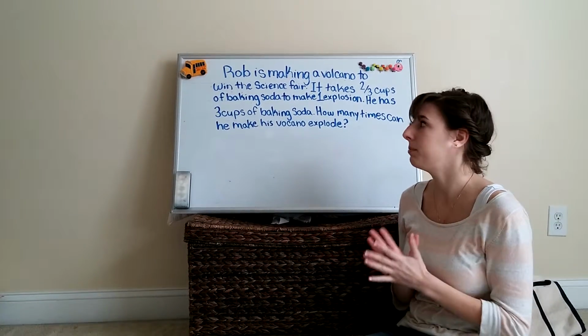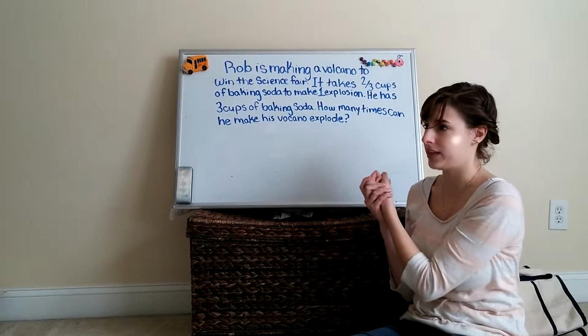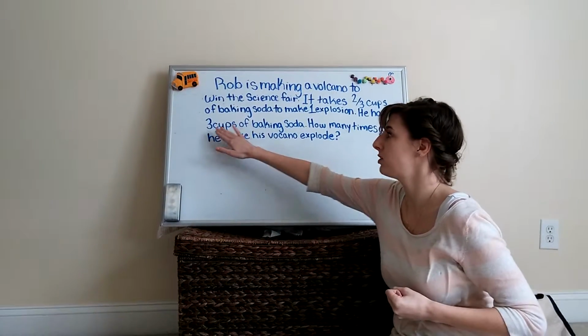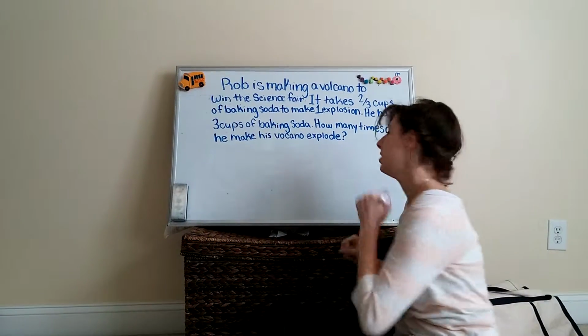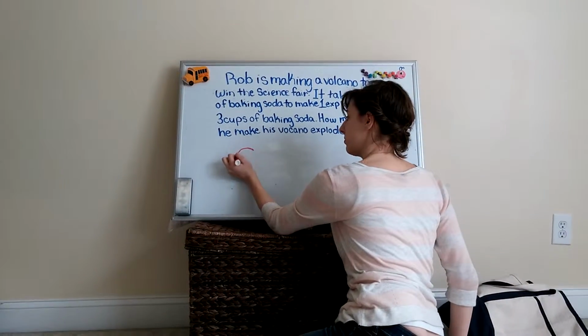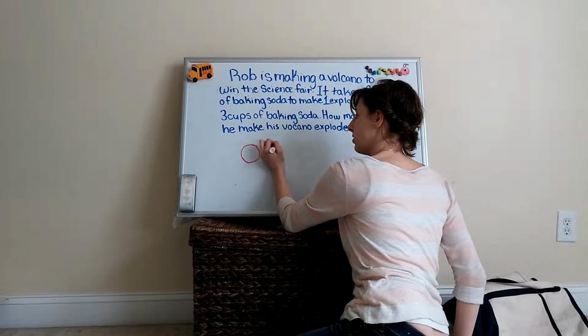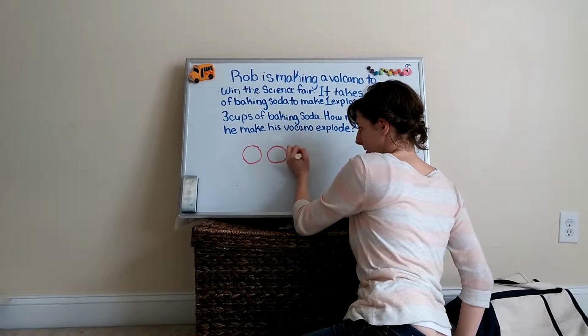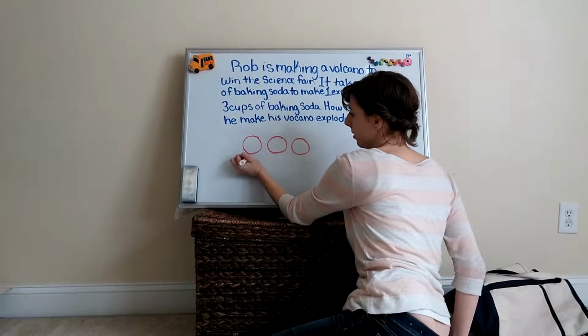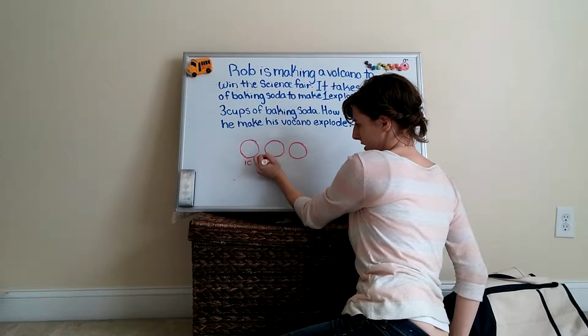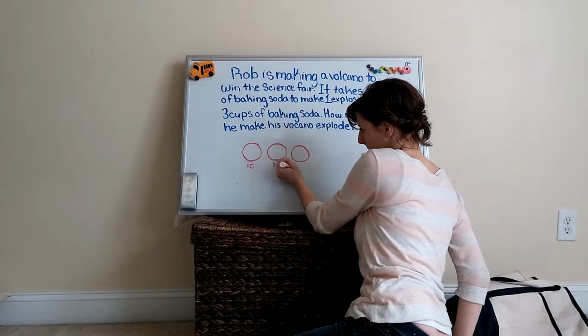To start this problem, I'm going to think about the wholes that I have. So Rob has 3 cups of baking soda, so I'm going to draw a picture. Each circle is going to represent a cup because there are 3 wholes. And I'm going to write 1C underneath so that you remember what they are.